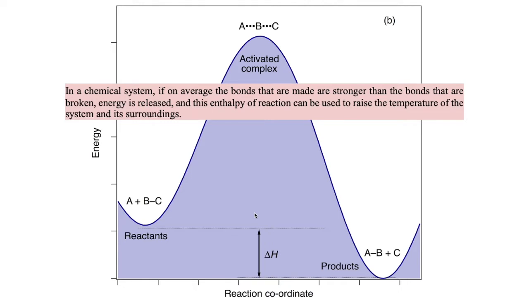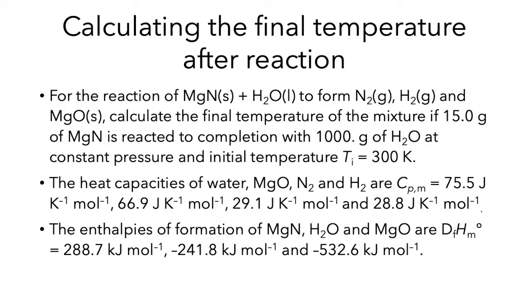In a chemical system, if on average the bonds that are made during a reaction are stronger than the bonds that are broken in that reaction, then energy is released, and this enthalpy of reaction can be used to raise the temperature of the system and its surroundings.